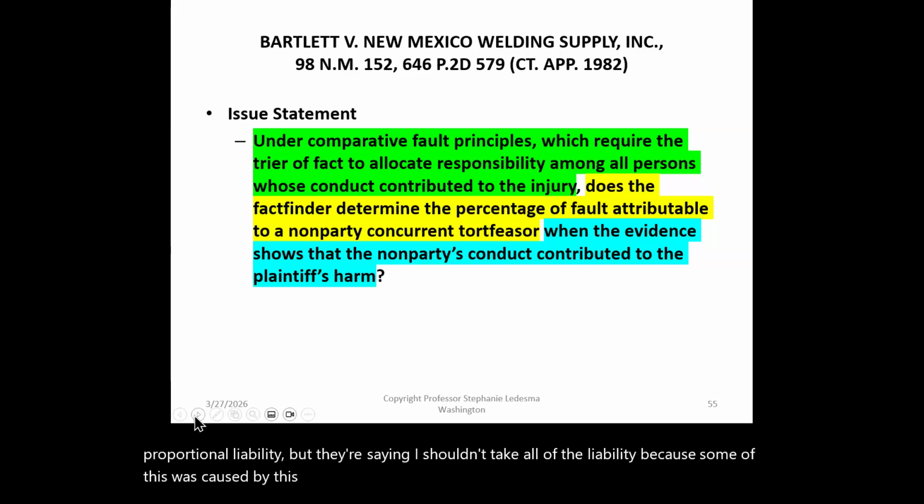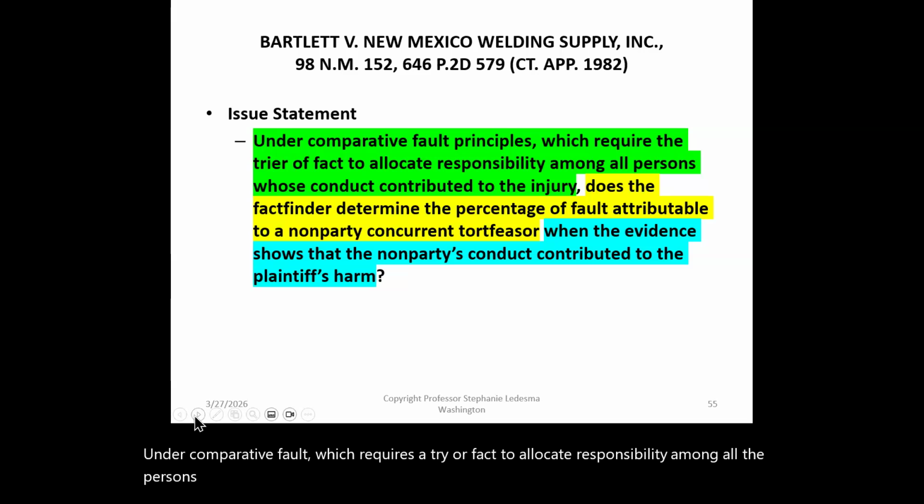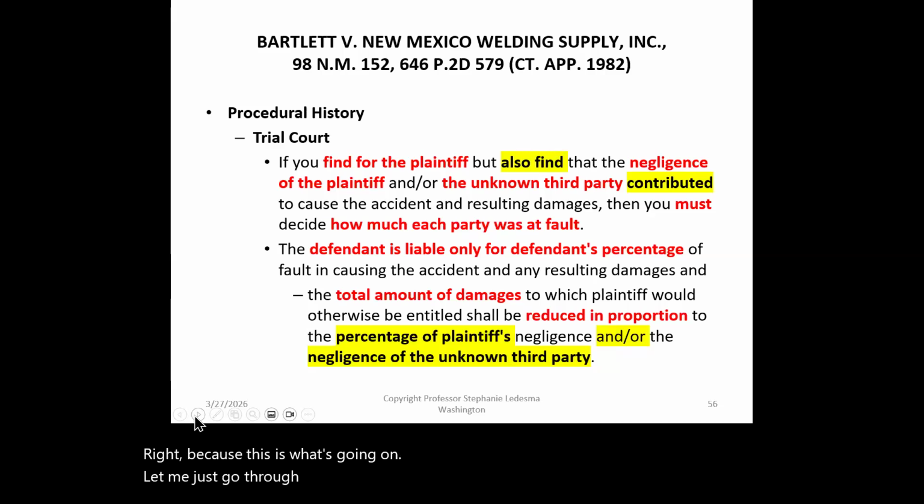So we've got an issue statement. Under comparative fault, which requires a trier of fact to allocate responsibility among all the persons, does the fact finder determine the percentage of fault attributable to the non-party, right? Because this is what's going on. Well, let me just go through the procedural history, and the procedural history can explain what's going on.